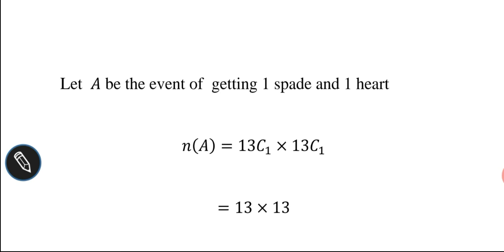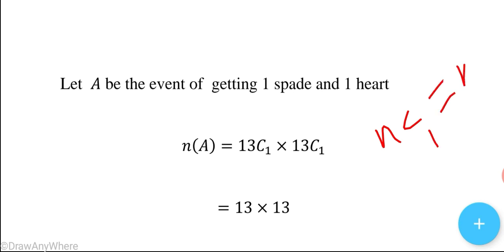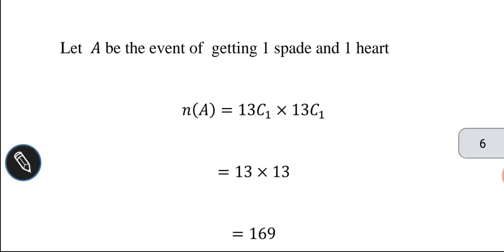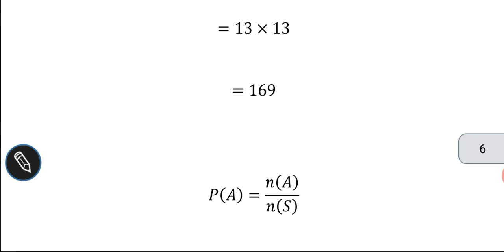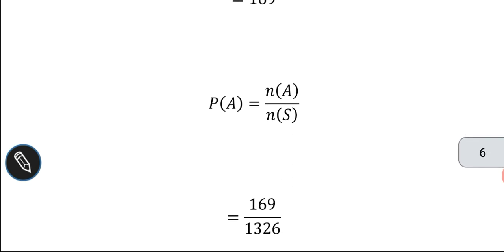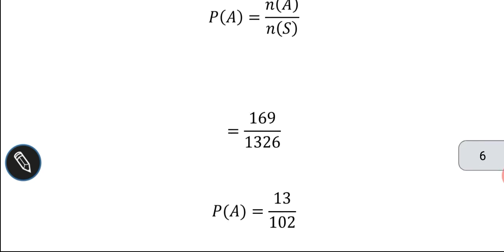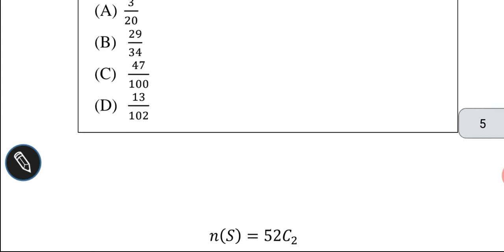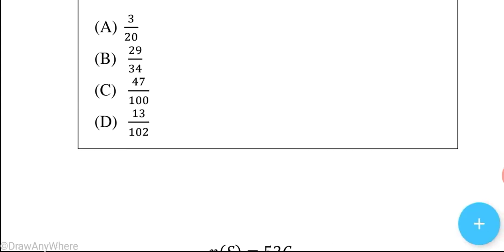13C1 will be equal to 13, since nC1 is equal to n. So 13C1 is equal to 13, into 13C1 equal to 13. So 13 into 13 will be equal to 169. So P of A is equal to n of A divided by n of S, which is 169 divided by 1326. Simplifying, we get P of A is equal to 13 divided by 102. So the answer is 13 divided by 102.